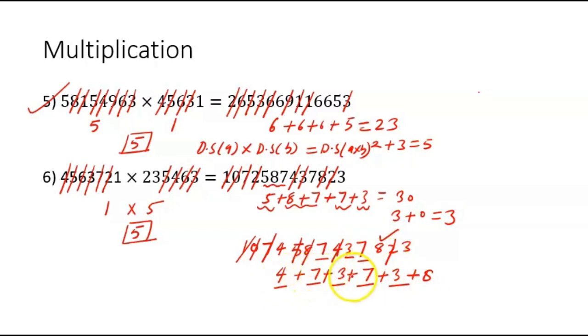4 plus 7, 11, 11 plus 3, 14, 14 plus 7, 21, 21 plus 3, 24 and plus 8, 32. And if you add 3 plus 2, you get 5. So which is equal to the digit sum in the left hand side. So this means that this answer is a correct answer.